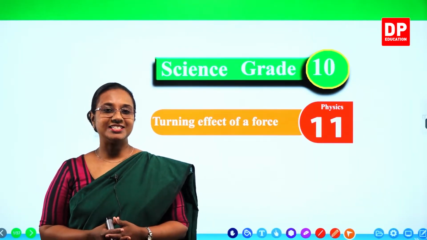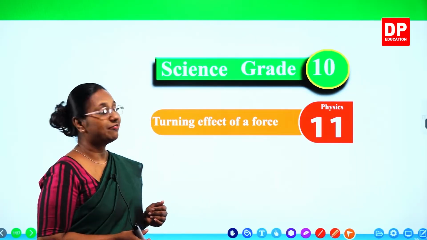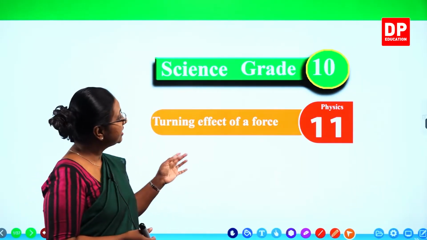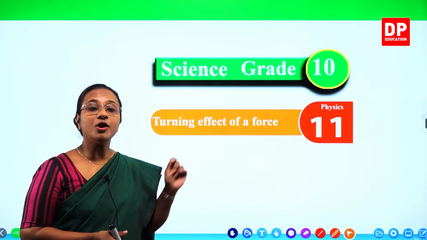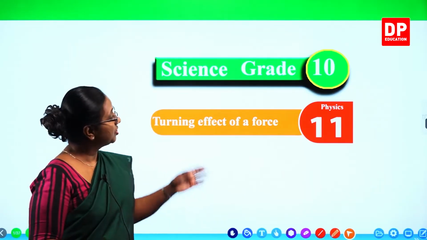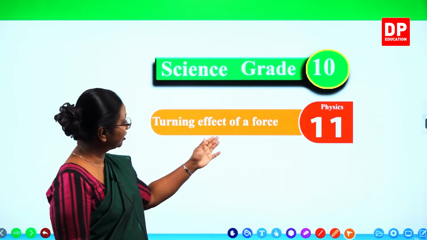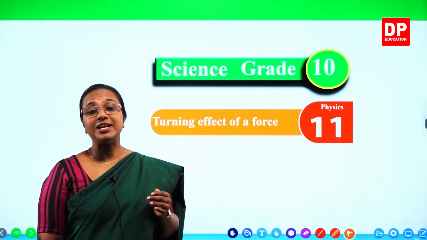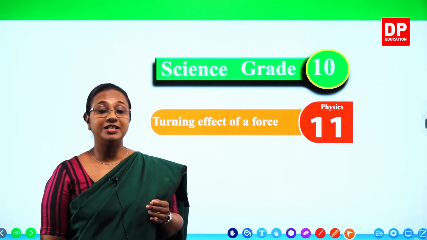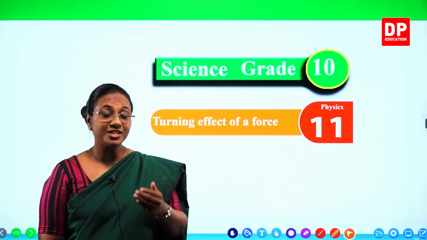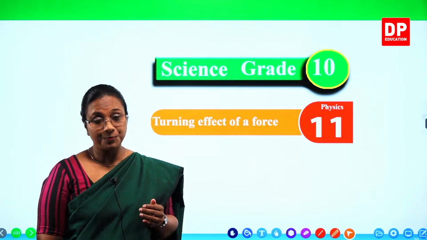Welcome to today's lesson, that is turning effect of a force. This is the 11th unit of your grade 10 science textbook. So as you can see, it is a physics lesson. It's related to force, and force is a quantity. You all know it's a vector quantity, so it has a direction as well as the magnitude.